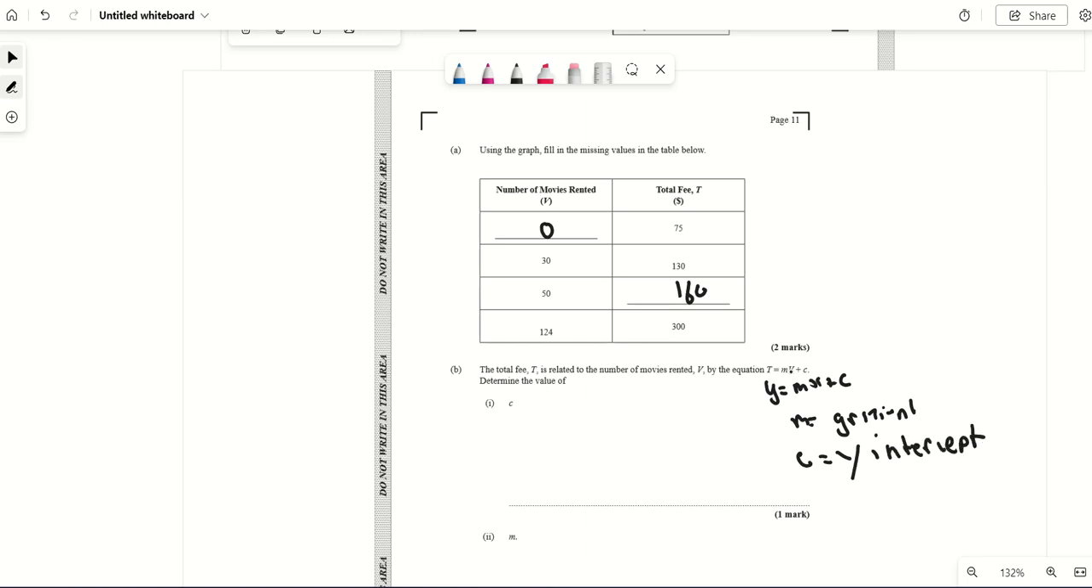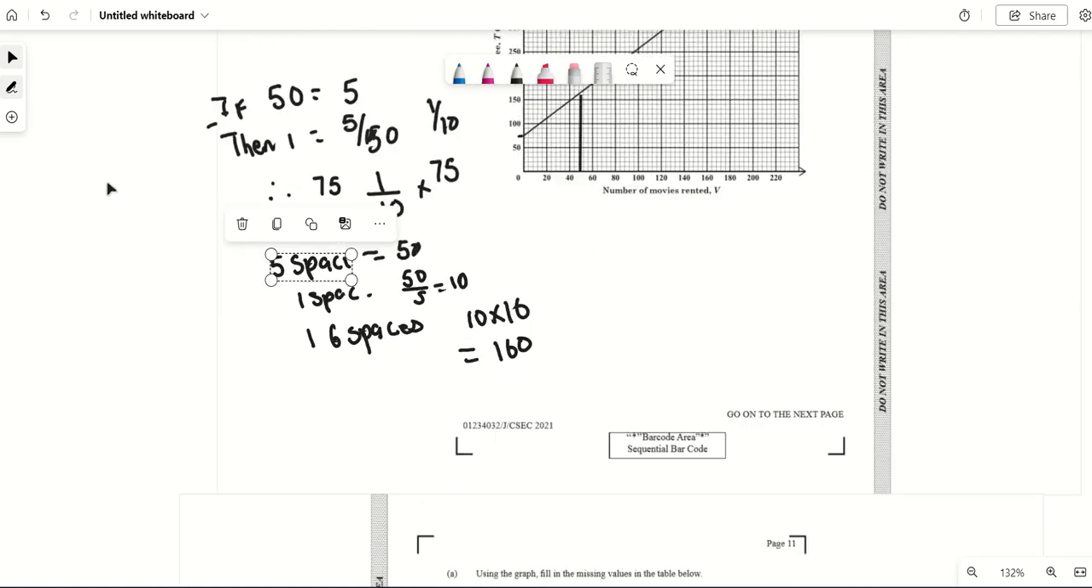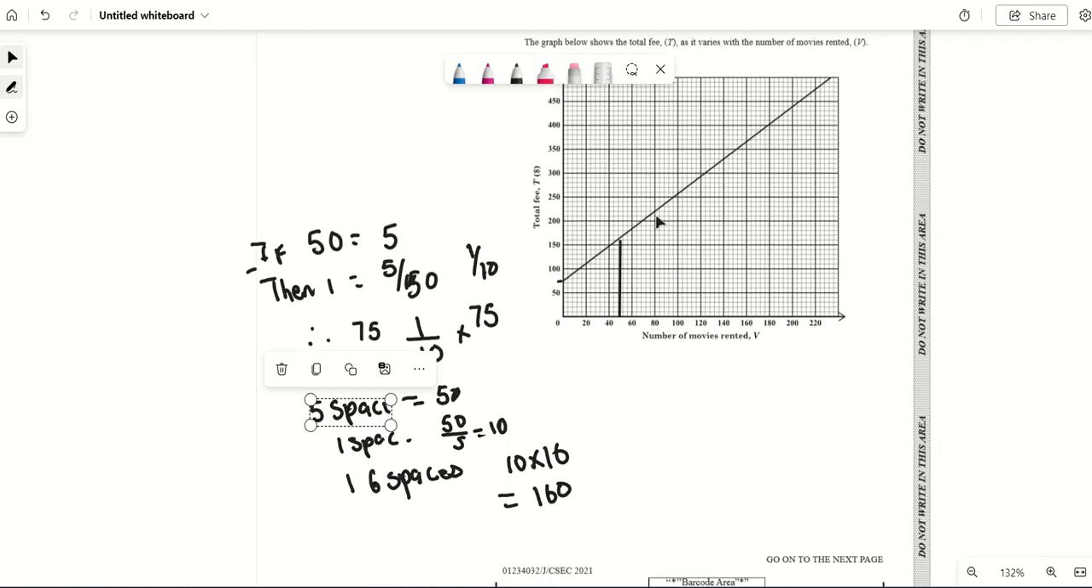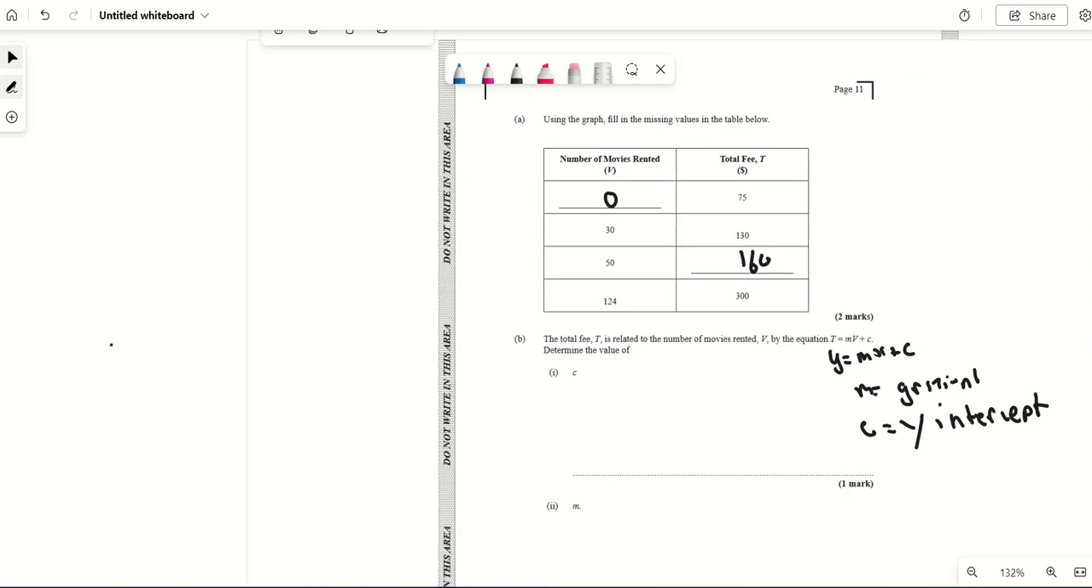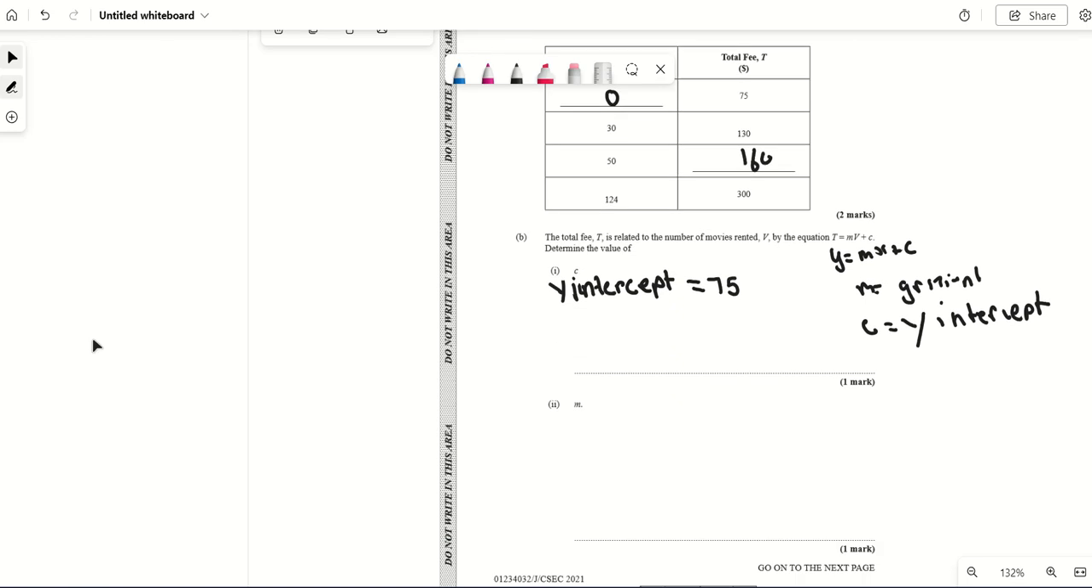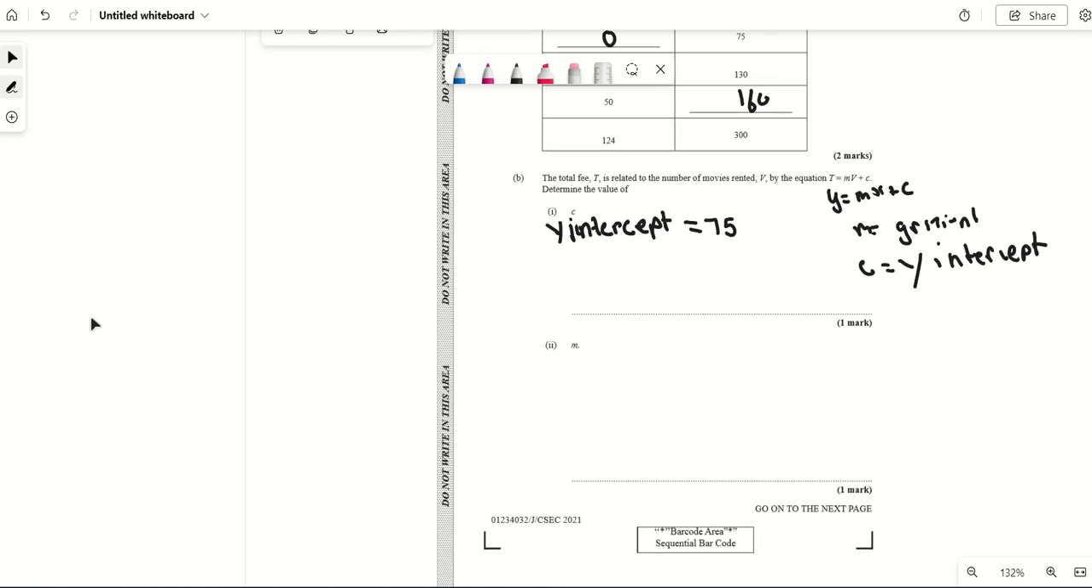Now for this question, because this is 1 mark, I wouldn't do too much work on it. Your y-intercept is where your line crosses your y-axis. It crosses your y-axis at 75. So c, in this case, which is your y-intercept, is equal to 75. And then if we look at part 2, they ask you for m, which is a gradient.